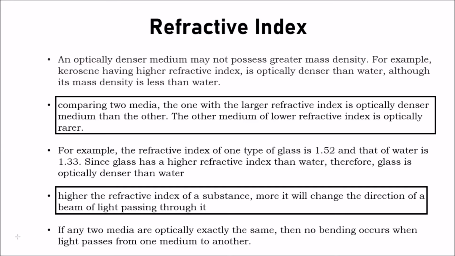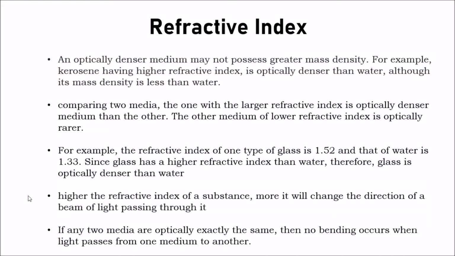And going ahead with the last one, if two media are optically exactly the same, then no bending occurs. It means if they have the same optical density, which means they are not different materials, they are the same material, and in that case no bending will happen when light passes from one medium to another medium. So if you observe, we discussed in detail about refractive index.